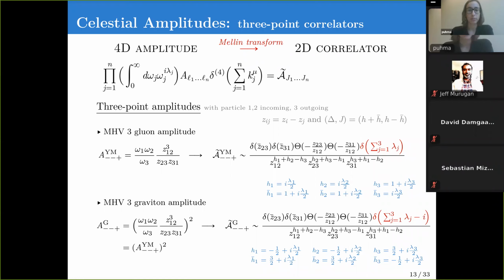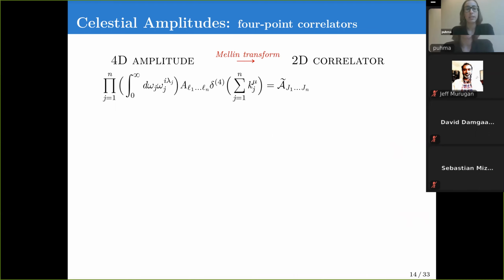Now, so much for 3-point amplitudes. Let me now go to 4-point amplitudes. So here it turns out that when n equals 4, the celestial amplitude can be described by some universal factor in the zij's and z bar ij's and the conformal weights, and an expression that depends solely on the conformal cross ratios z and z bar. So these are given by these particular ratios.